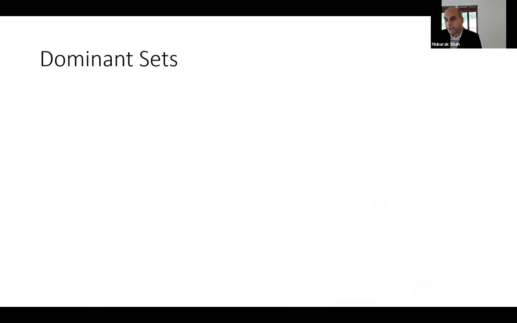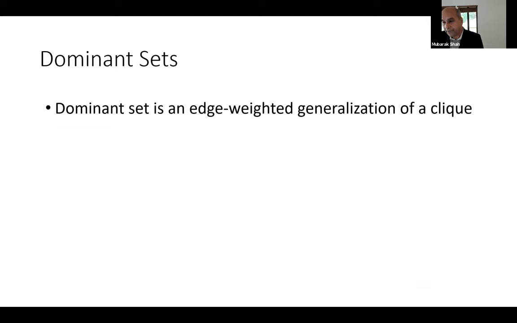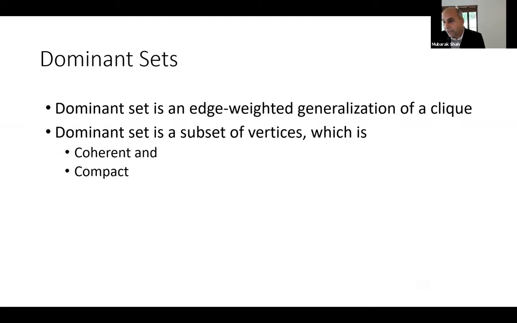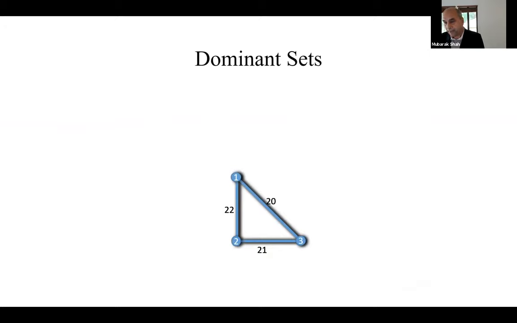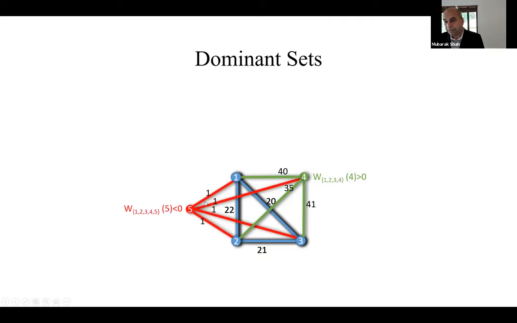So now what are the dominant sets? It's an edge-weighted generalization of a clique. It's similar to a clique. And so it's a set where we select a subset of vertices which is coherent and compact. And here's the example. So here, let's say we have three nodes, okay? So these are similarities of these nodes, you know, one and three, similarity 20 and so on. So this is a dominant set because they are very similar, okay? Now we add a fourth node, and this is the similarity of the fourth node to all other nodes, and they are also similar. And this weight is positive, so this is a dominant set. Now we add a fifth node. This similarity is very different from the rest of them, and this is negative, and therefore this is not a dominant set.